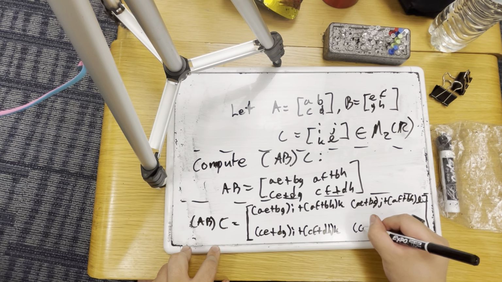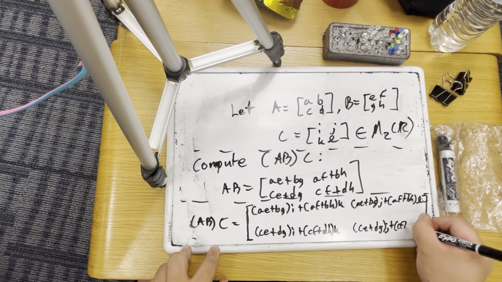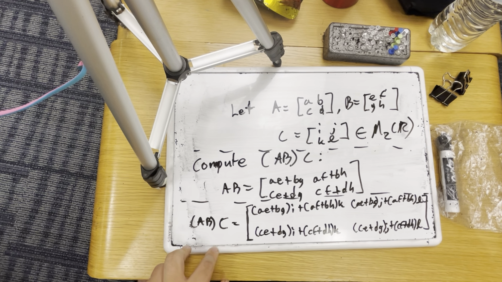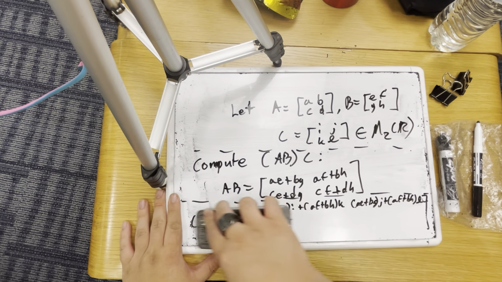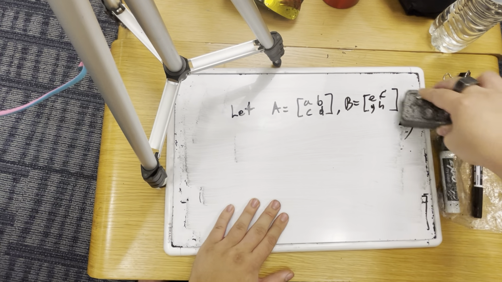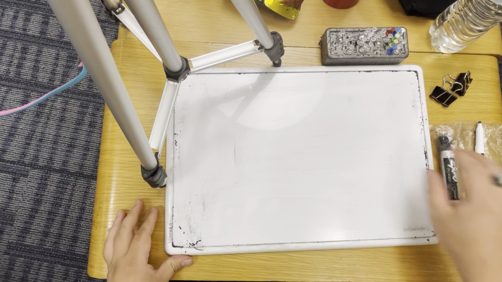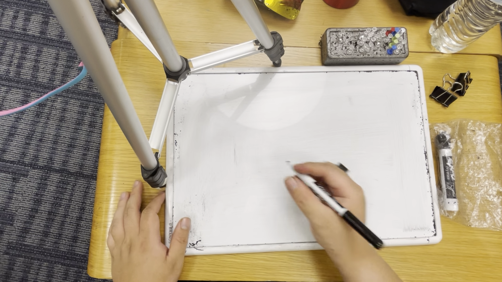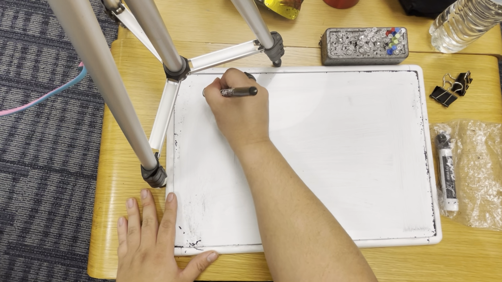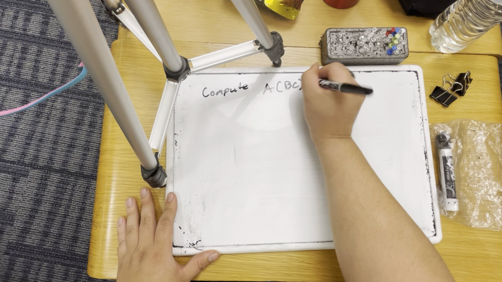Then we have (CE + DG) times J, plus (CF + DH) times L. All right, so let's keep that in mind and move on to computing A times (BC). Okay, so let's compute A times (BC).